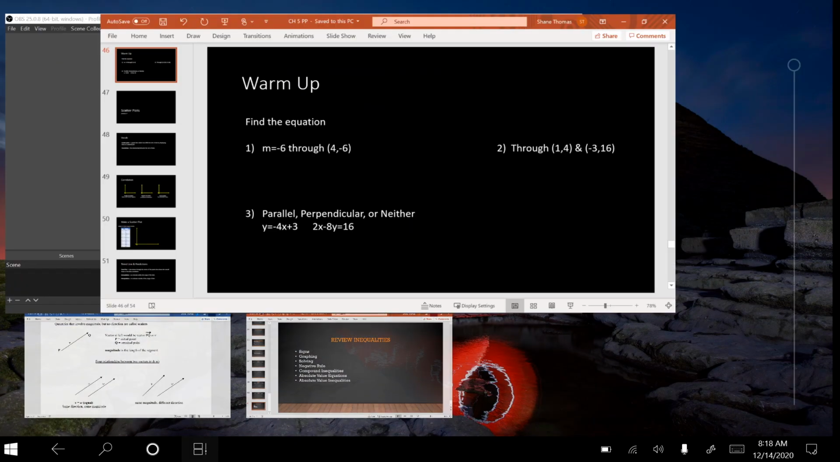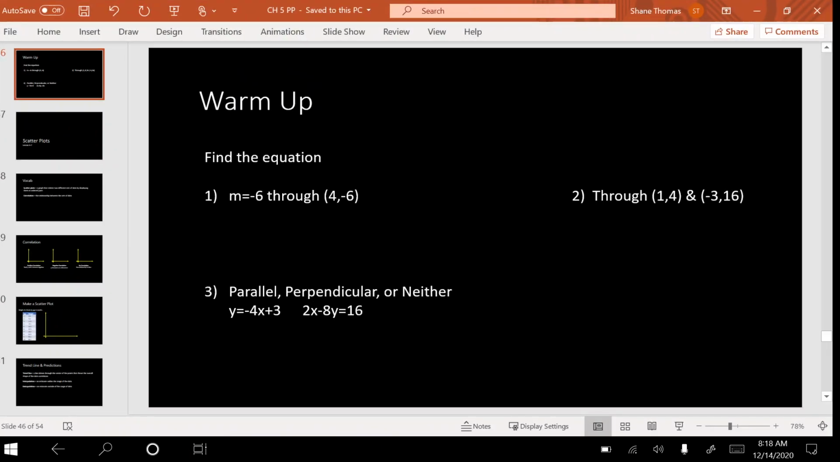So, what do I have to do first in number one? Put it in what? What are you given? You're given a what and a what? A slope and a point. So if you're given a point and a slope, where do you think you should put it at? That'd be a great place to put it. So, I'll start you off. Y minus what?